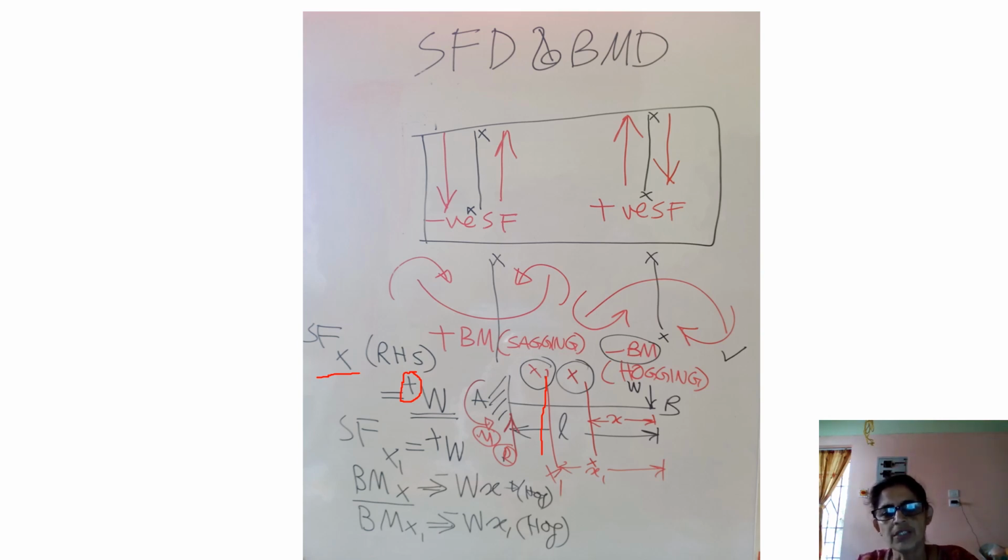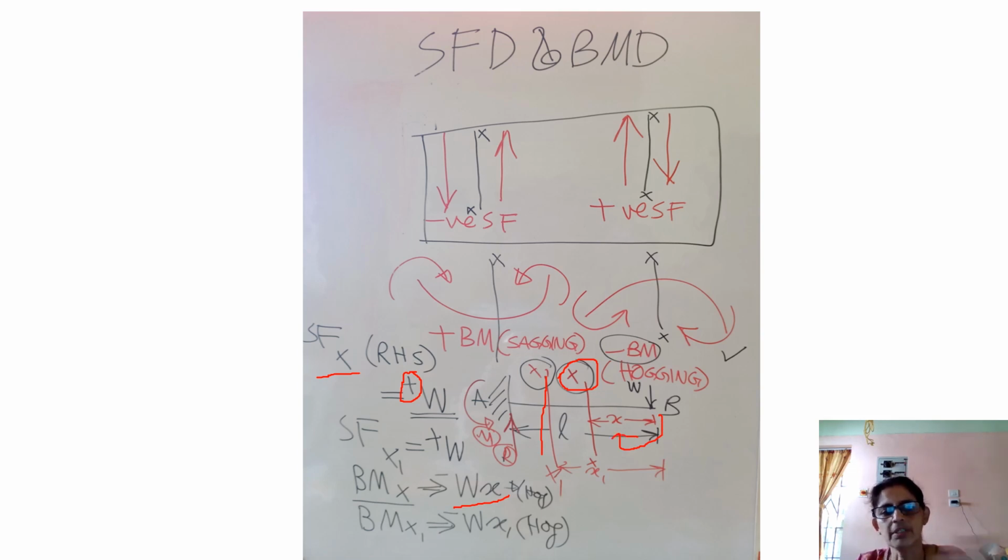Similarly, if you consider the bending moment value at these two section lines, let us consider bending moment at X. I have marked here X distance from B. So bending moment at X is equal to, if you take moment about this section, that is very important. You are taking moment about this section X. That means W into X is the value of bending moment, and you just see the direction. This moment is going to create a moment like this, right?